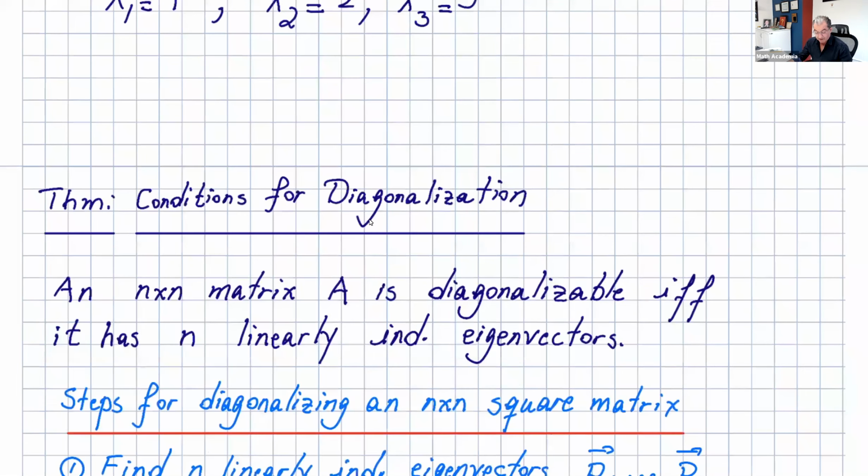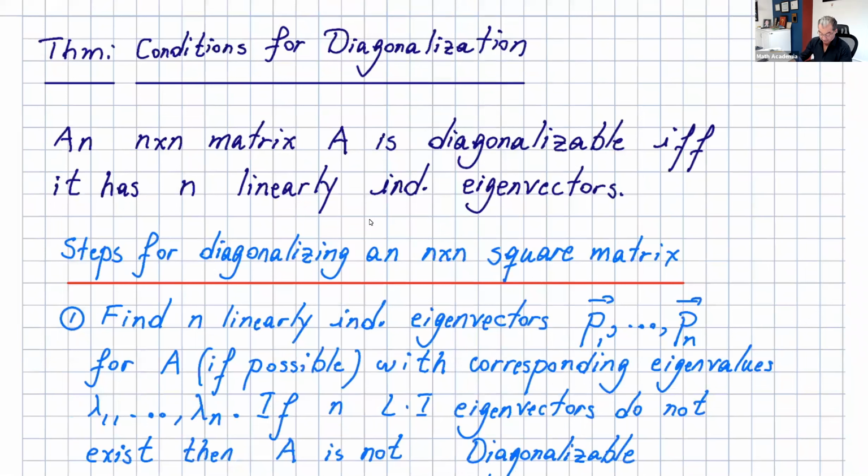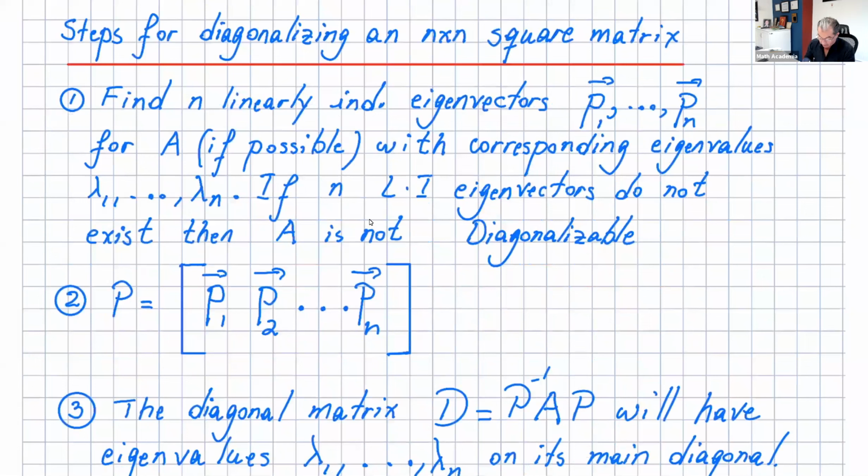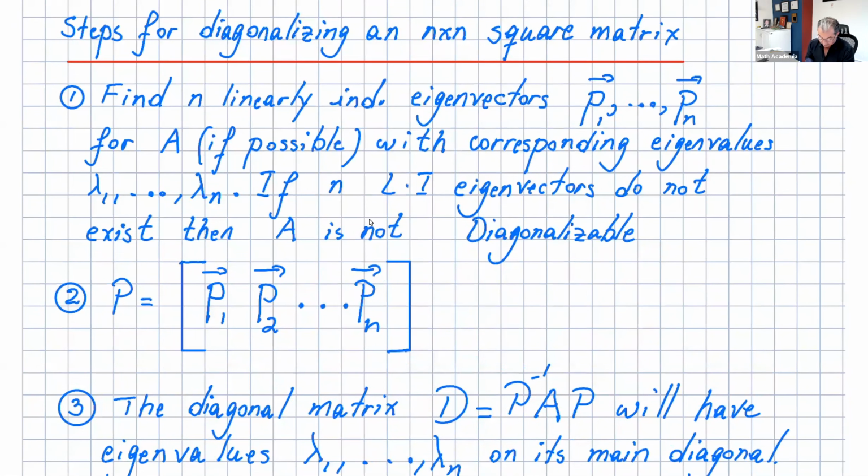Now, not all matrices are diagonalizable, so there are some conditions. First, an n by n matrix A is diagonalizable if and only if it has n linearly independent eigenvectors. So when you find the eigenvectors, they have to be linearly independent. Now let's go over the steps in how to diagonalize an n by n matrix.